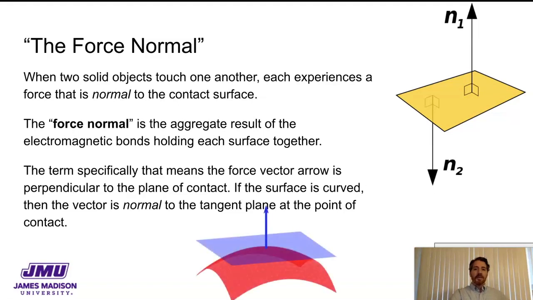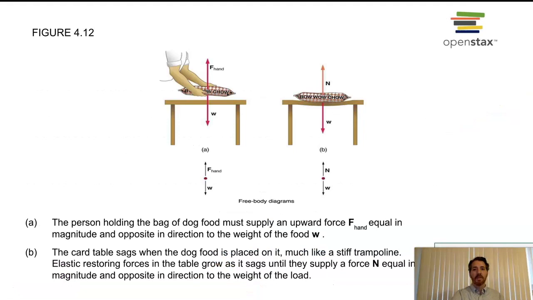It gets a little bit interesting when a surface is curved, and I won't spend a lot of time trying to trick you on this, but if an object does have a curved surface, you need to know that the contact force would be normal at the point where the two objects are actually touching.